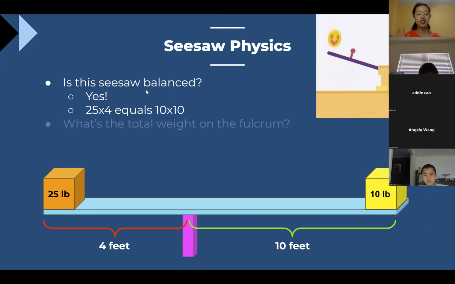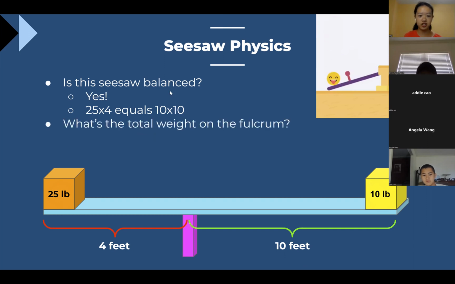Oh, and also one more thing. So what would be the total weight that's sitting on the fulcrum here? Yeah. So for this one, you just add up the weights on both sides. So you add up this 25-pound weight plus the 10-pound weight, and that would be 35 pounds.